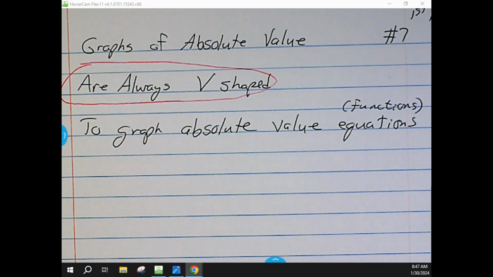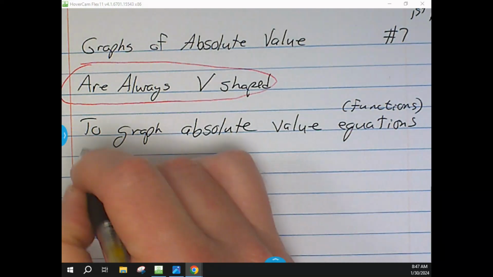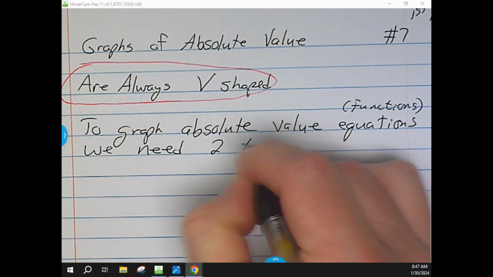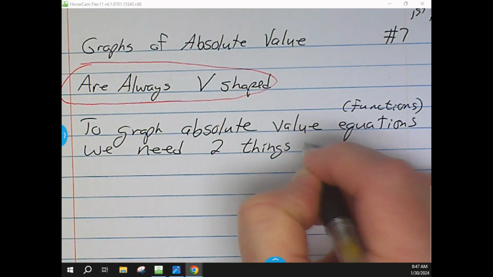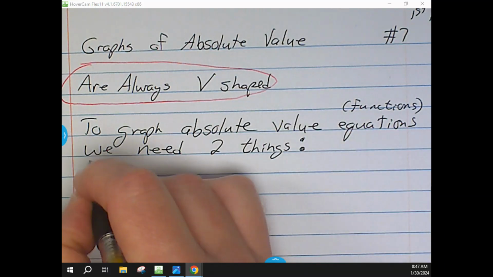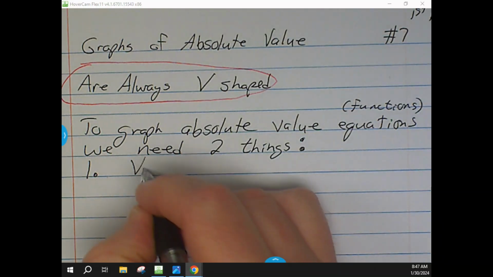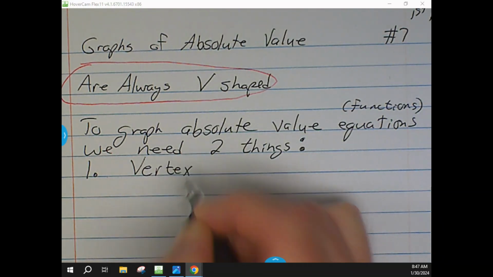Okay, so whether it's a function or equation for absolute value, it really doesn't matter. It's still going to be the same thing on this one. Again, we need two main things. All right, the first most important thing is to get the vertex.